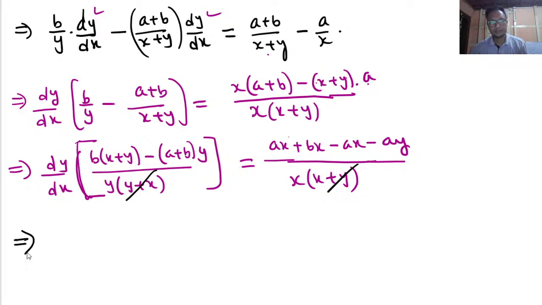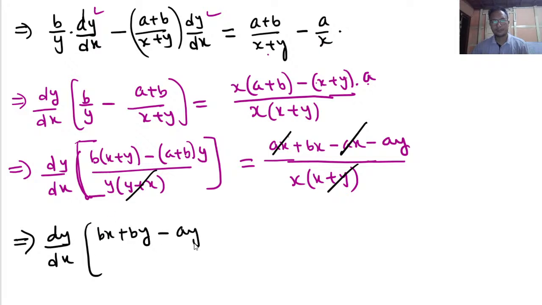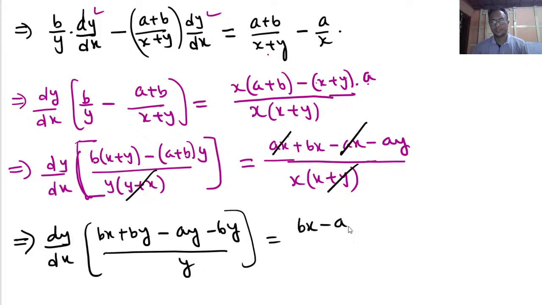Now continue with this. Again here we have ax and here we will have minus ax, so again we can cancel it out. So we are having dy by dx. Now multiply with b here, so bx plus by minus ay minus by divided by y is equal to bx minus ay divided by x. Now here by and minus by we can cancel it out. Okay, on the next step, we are done with this question.